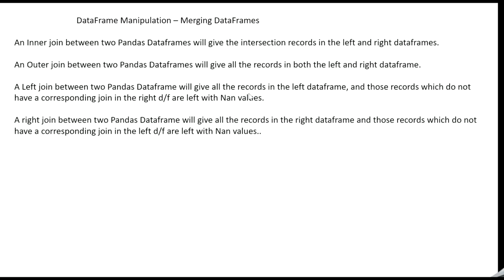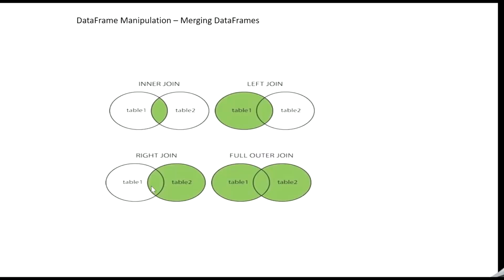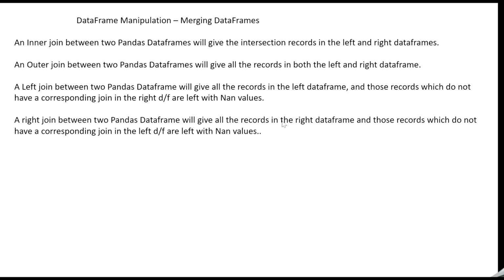Left join gives all the records in the left data frame, and those records which do not have a corresponding join in the right data frame are left with NaN values. Suppose it is there in the left data frame, but it is not present in the right data frame. Then the values in the right data frame will be populated with NaN values. Similarly, what is a right join? It gives all the records in the right data frame, and those records which do not have a join in the left data frame are populated with NaN values. Hope so friends, it is clear for you.